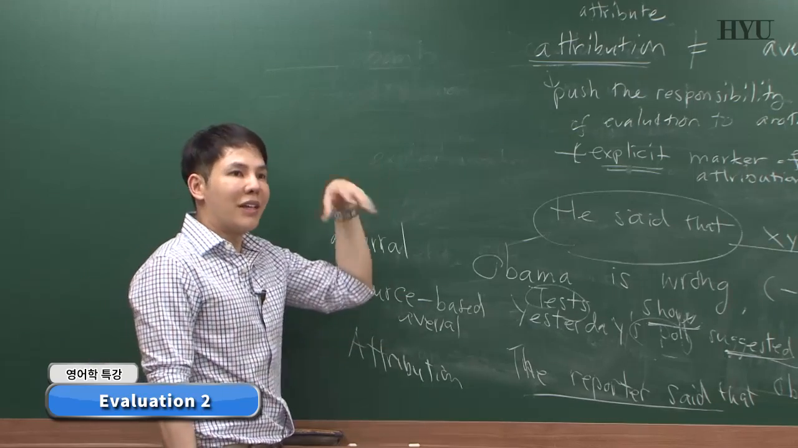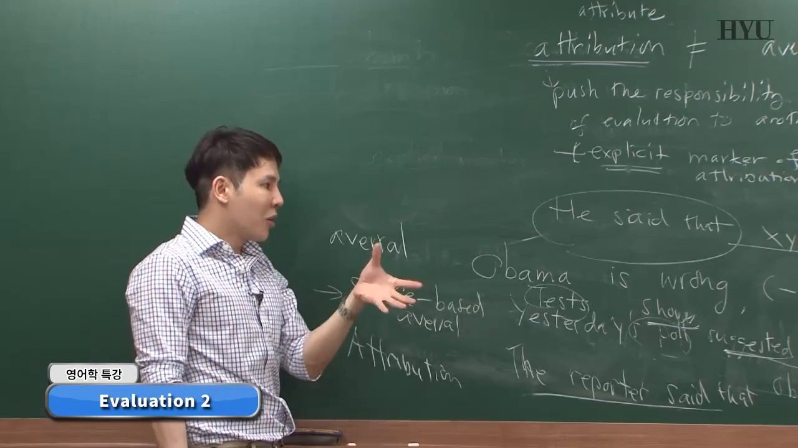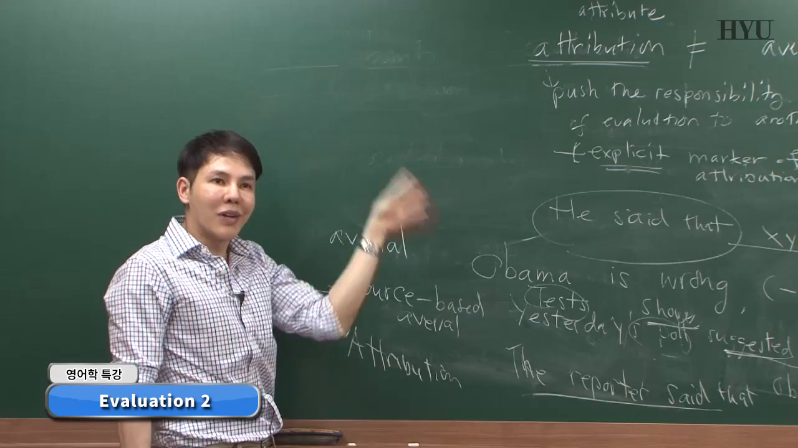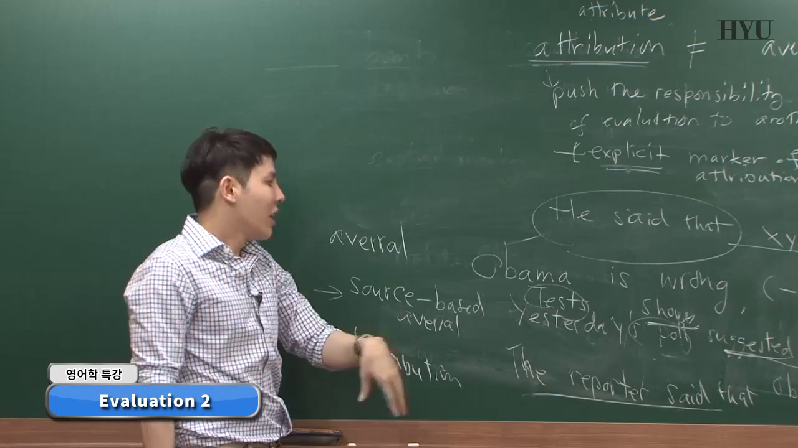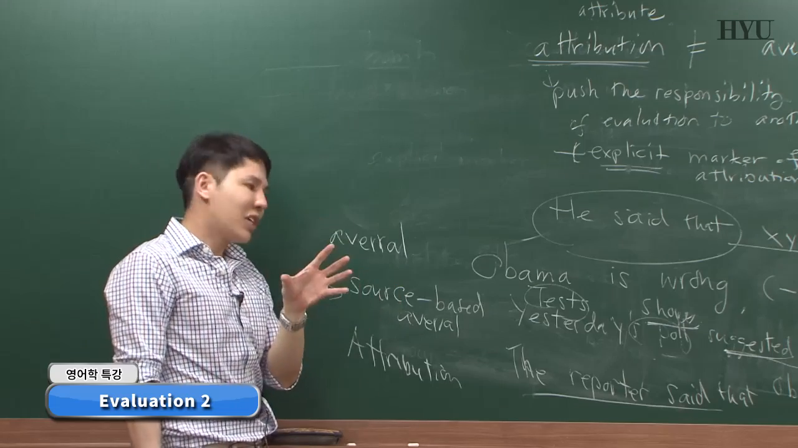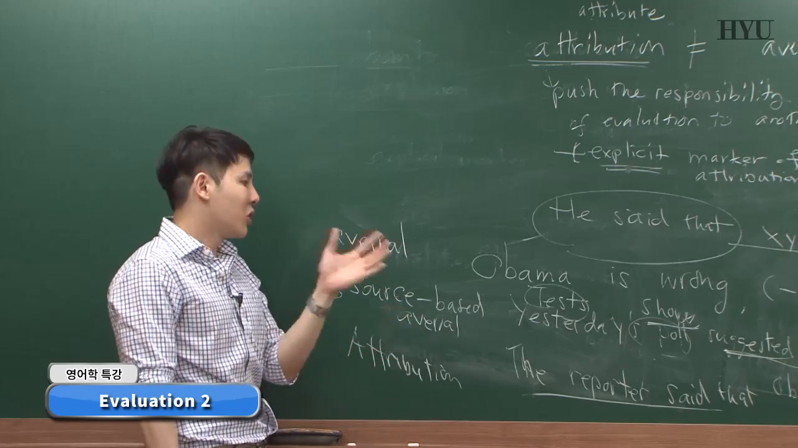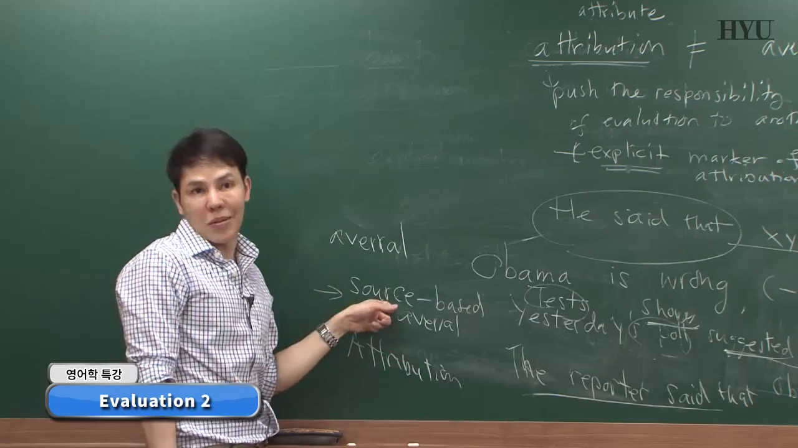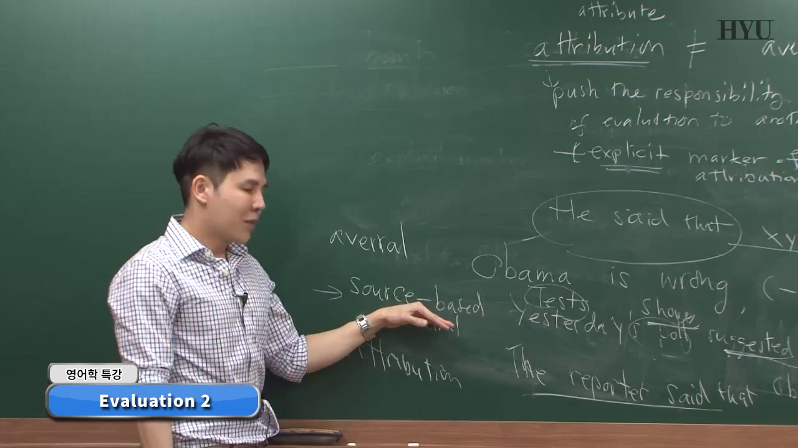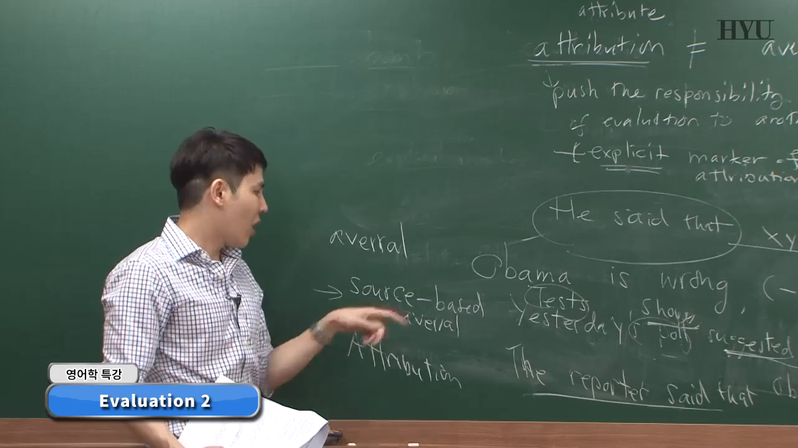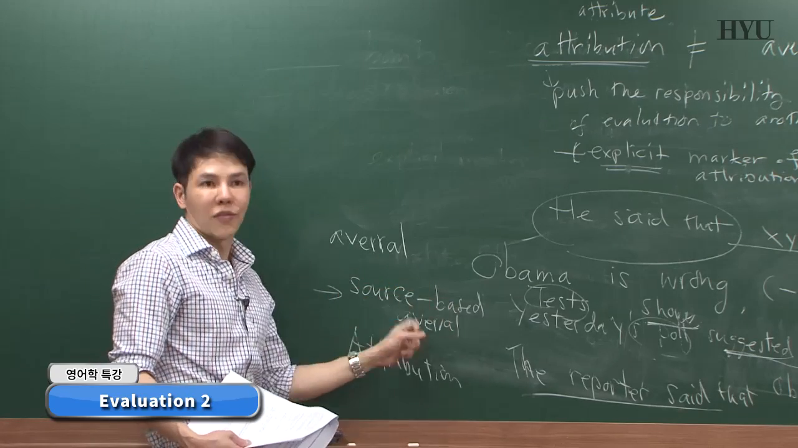But it has to be human beings, right? Who interpret whether, let's say, the green signs mean what, the red signs mean what, right? But you base your interpretation on the source, the light, green or red, to show that you are drunk or not drunk. So it's the same thing, right? It's your responsibility of interpreting, but you base your interpretation on a source. So we call it source-based averral.